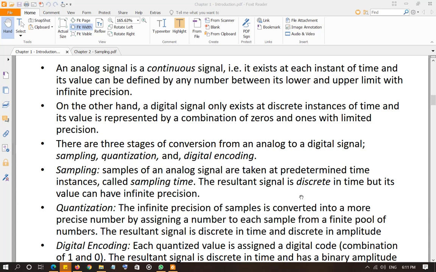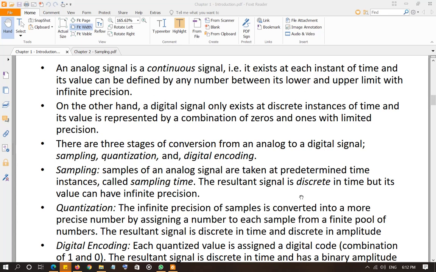What is quantization? A continuous signal has an infinite number of values between its lower value and upper value. Let's say you have a sinusoidal signal with a peak value of 5 volt, then it will go from 5 volt to negative 5 volt, peak to peak, right? And at any instant of time, you can read the value based on the precision of your equipment. You can read the value to any number of precision. Let's say at an instant of time, you can read the value 1.256798, whatever. So continuous signals exist at each instant of time, and their value on the y-axis can have infinite precision.